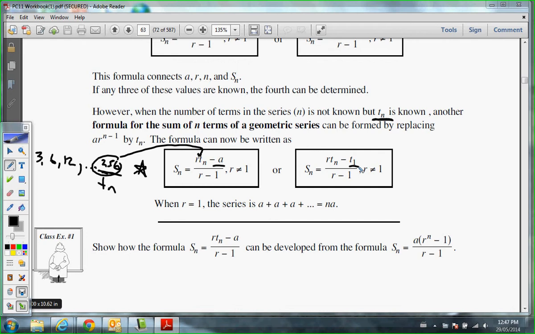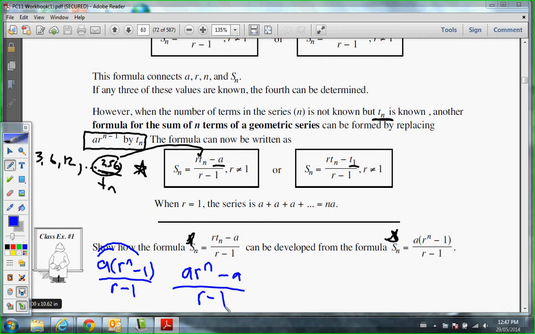Okay, all right, so let's go ahead and look at this little brief example. I'm going to do it in this small space here because you need to see this piece here. Okay, so what it wants us to do is take this and show how we can turn it into this. So by doing that here, we're going to go a times r to the n minus 1 over r minus 1. We're going to distribute the a. We're going to get ar to the n minus a all over r minus 1.